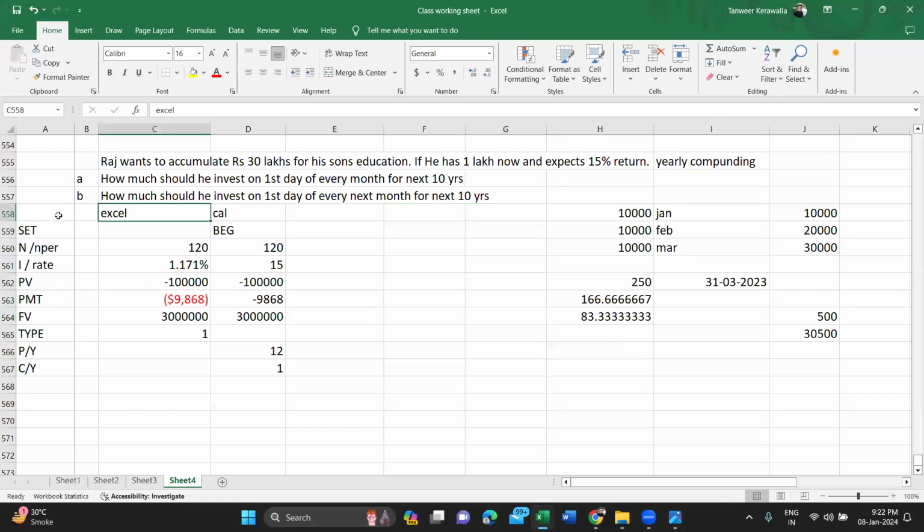So A solution is this, and now I'll do B. Right? B solution. I'll copy it again. So B solution is this. Now what's the difference here?